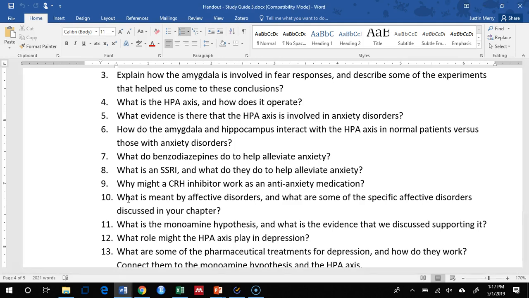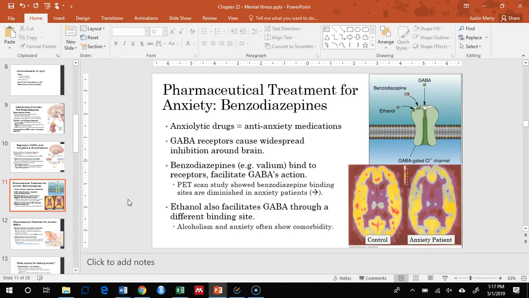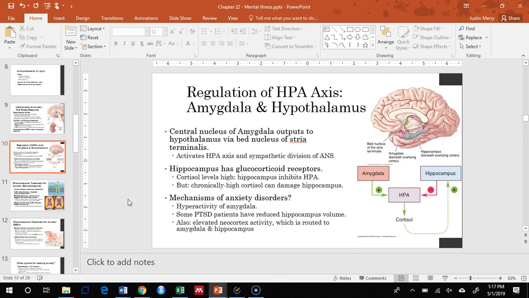This is going to be related to what we just talked about. So how do the amygdala and hippocampus interact with the HPA axis in normal patients versus those with anxiety disorders? And I think the finding was, again, so if we relate this, I'll just go back to this one. Patients that have anxiety disorders tend to have reduced negative feedback systems that aren't working as well. Normally the amygdala stimulates the HPA axis, which causes cortisol, but we keep cortisol in check via this feedback loop. But this part of the feedback loop can be damaged in people that have anxiety disorders.